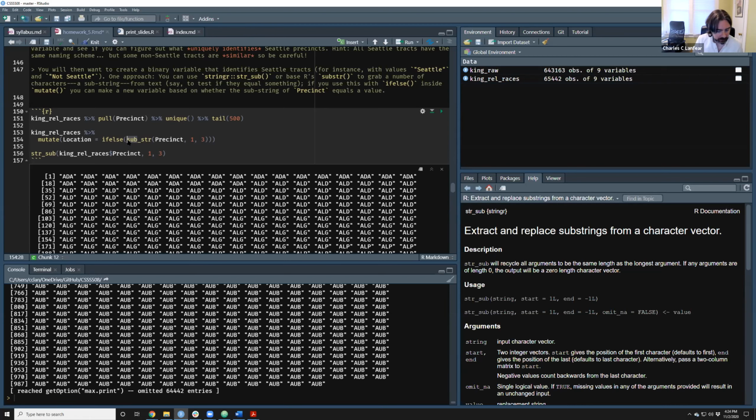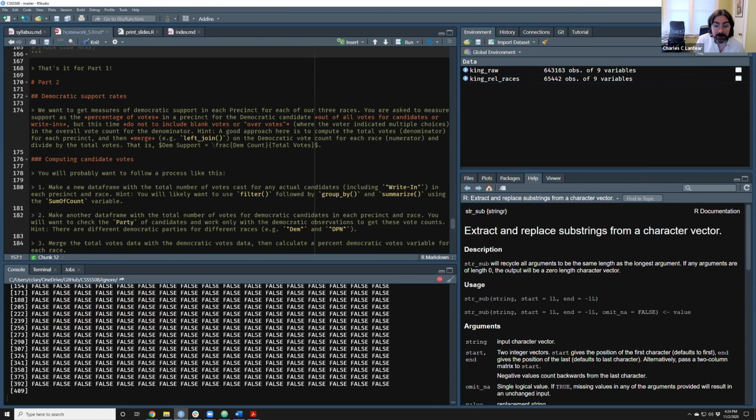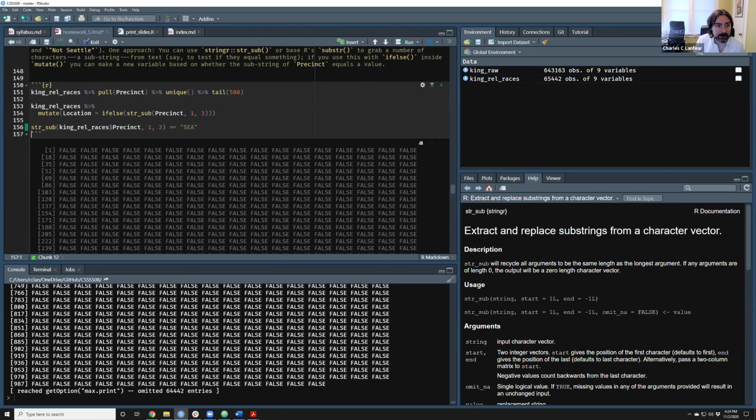Okay, so let me fix this one here. So what do I want to do next here? Instead of just grabbing these 3 letters, if I want to see if they're equal to Seattle, what should I say here? Yeah, I like that. If I say equals SEA, instead of returning the letters, this is going to return a whole bunch of trues and falses, mostly falses here because all these first ones are not in Seattle. Got a million of them.